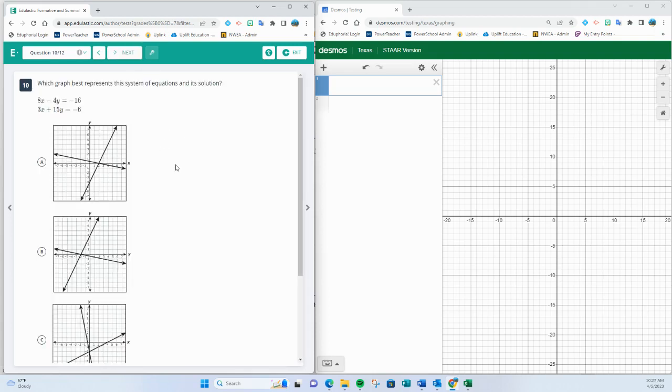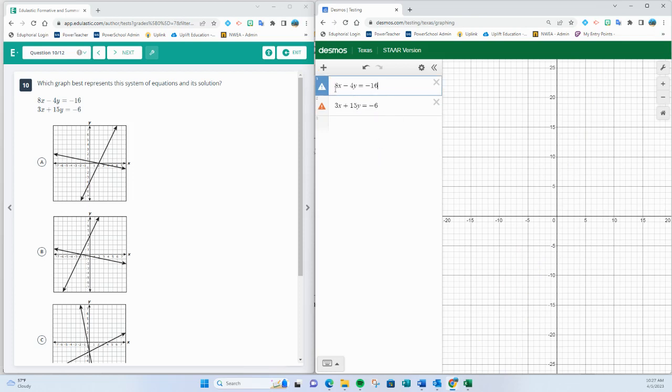Last one. This is a kind of a tough one. This is probably going to be one of the tougher ones. We have two systems of equations, 8x minus 4y equals negative 16. And we have 3x plus 15y equals negative 6.